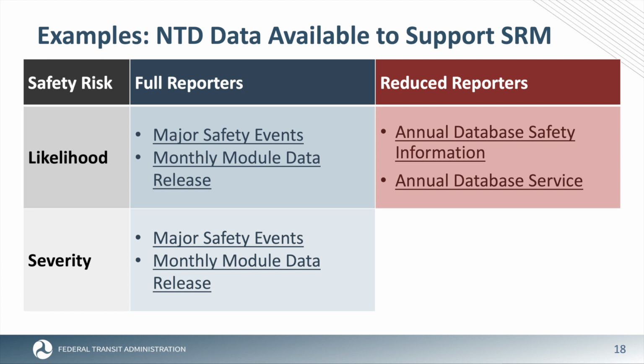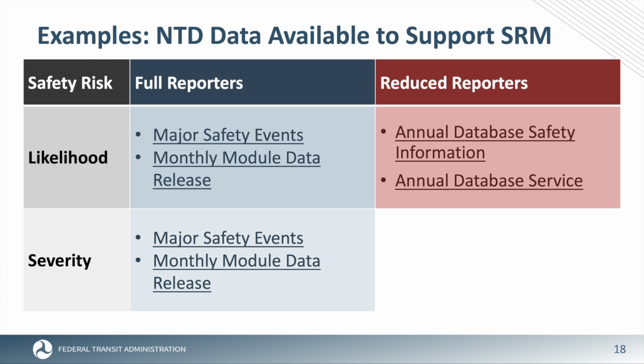Now, for our full reporters, the major safety events file and the monthly module data release could be very useful in supporting likelihood and severity assessments. For example, you could look and explore how often a specific type of event has occurred in the past. You could compare that against your agency's service metrics. In terms of severity, you could look at how many injuries or fatalities have been linked to that type of event or to a specific location, or really any other of a wide range of data points available in the data products.